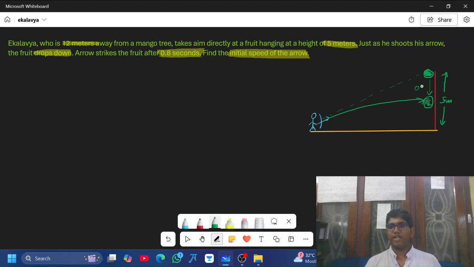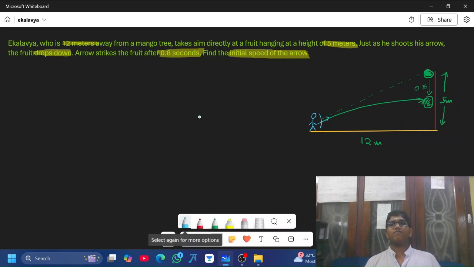So this is 0.8 seconds to reach here, and I'm sure you are able to calculate the height at which the fruit will be at 0.8 seconds, but that is not necessary in this problem. This is a problem based on relative motion, but mainly we will be using coordinate geometry to solve the problem. Now, this distance is given to be 12 meters.